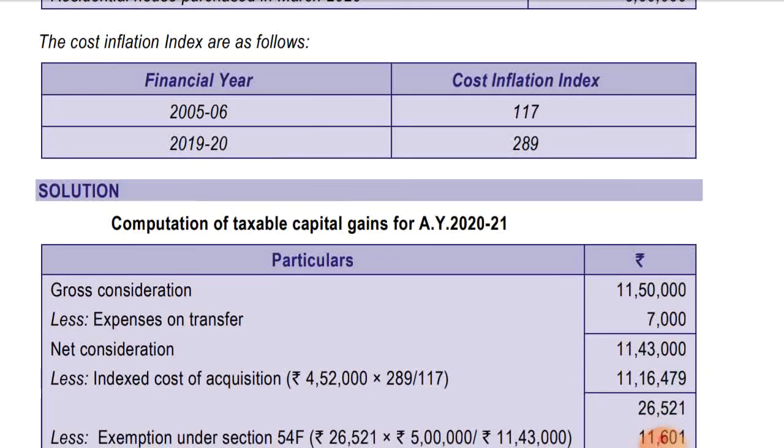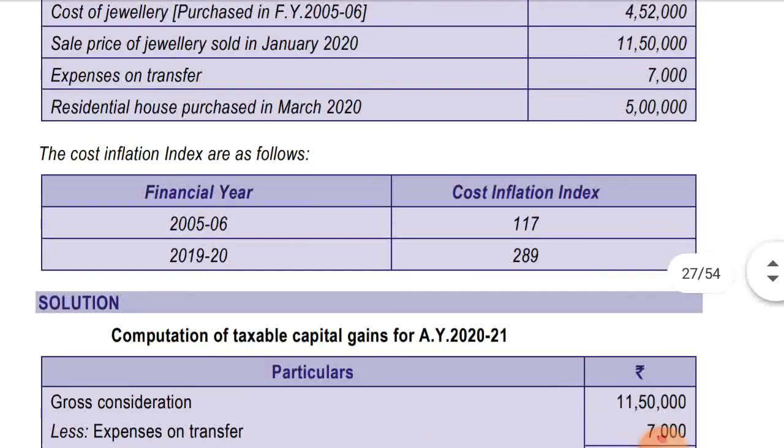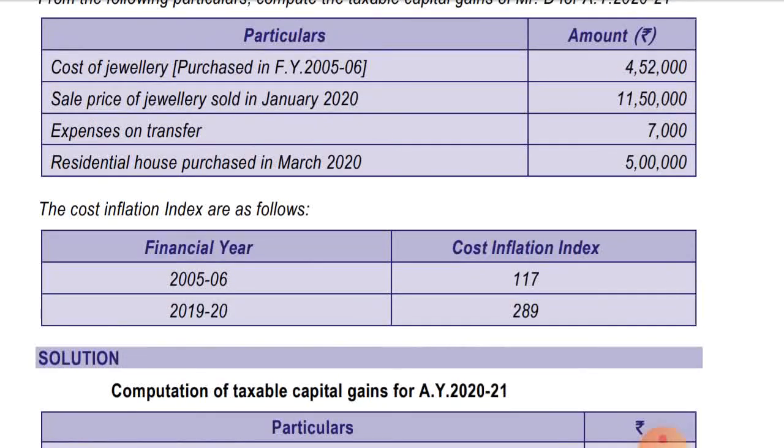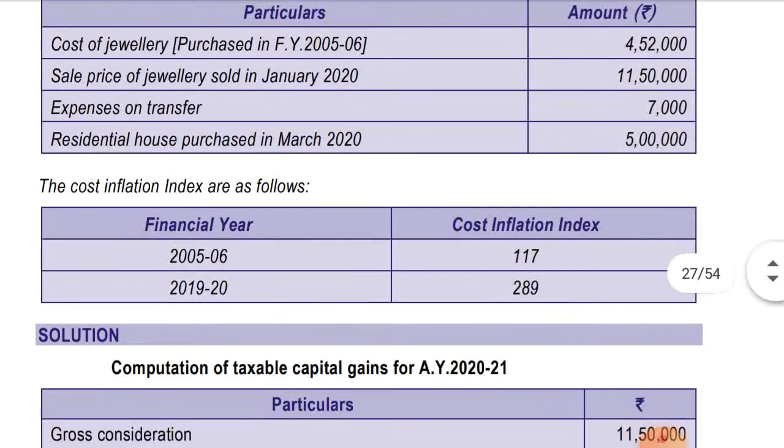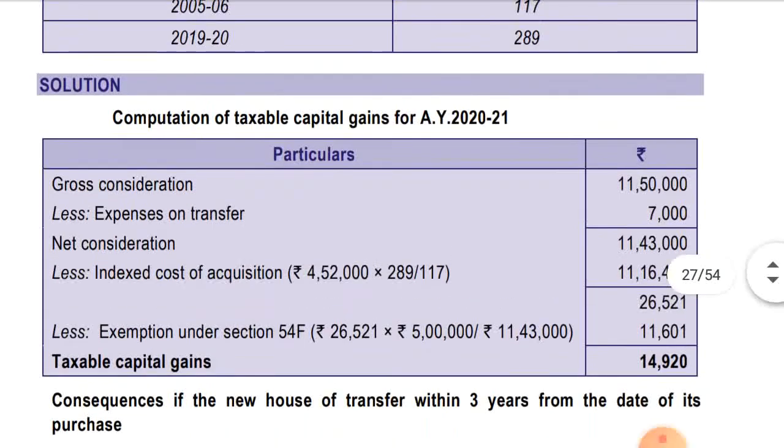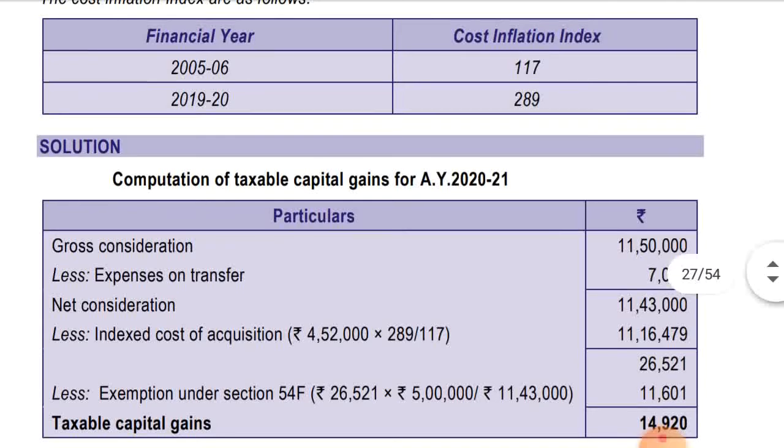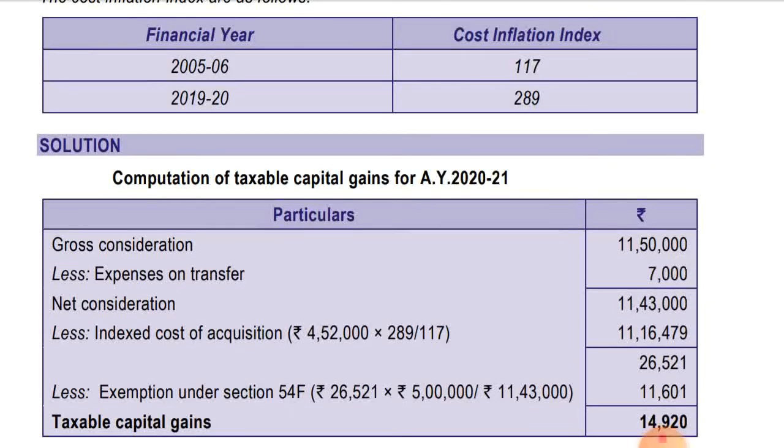Gross consideration is 11,50,000. Expense on transfer is 7,000. Net consideration is coming to 11,43,000. Now the indexed cost of acquisition. The cost was 4,52,000, and the cost inflation index of the base year, the year of acquisition, will be taken as 117, and the year in which it is sold is 289. That year's cost inflation index is used, and indexation has come.